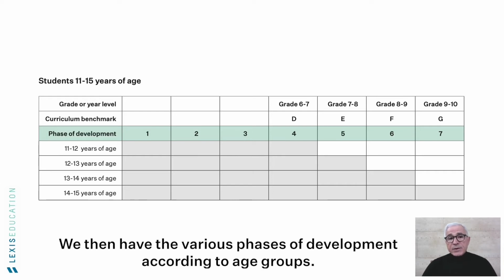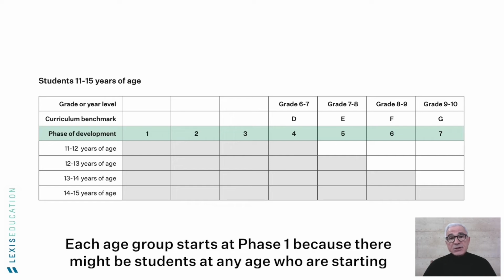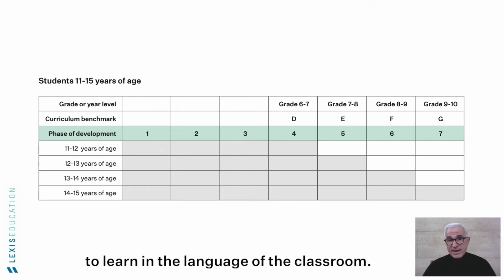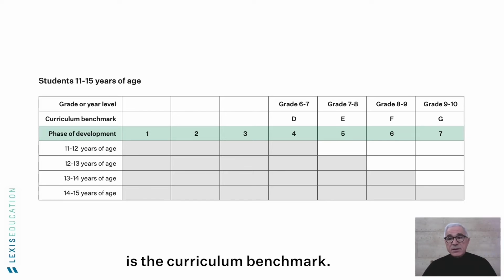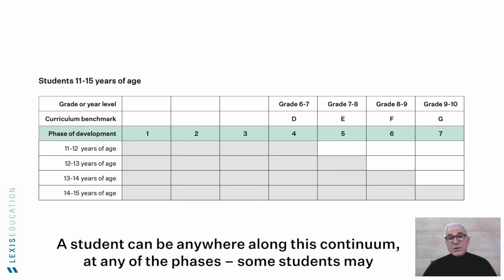We then have the various phases of development according to age groups. Each age group starts at phase 1 because there might be students at any age who are starting to learn in the language of the classroom. Each age group then continues through the various phases to a typical endpoint, which is the curriculum benchmark. A student can be anywhere along this continuum, at any of the phases.